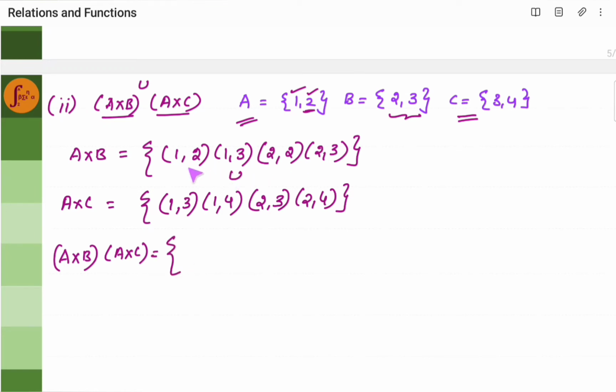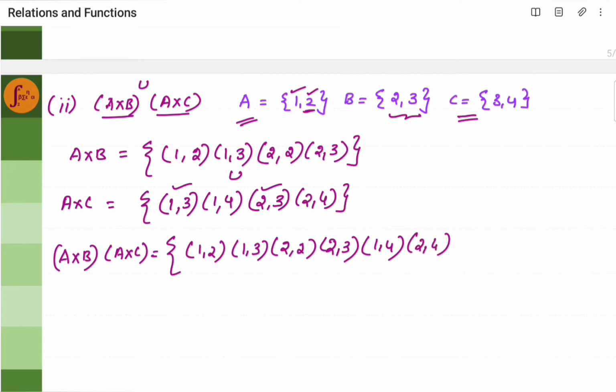So let's write down all the ordered pairs: 1, 2, 1, 3. Let there be no repetition, right? So 1, 3 is already there, so let's ignore that. 1, 4 is not there. 2, 3 is already there. 2, 4 is not there. This is the answer for A cross B union A cross C.